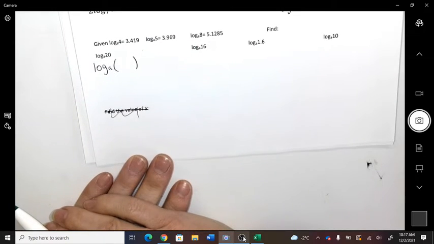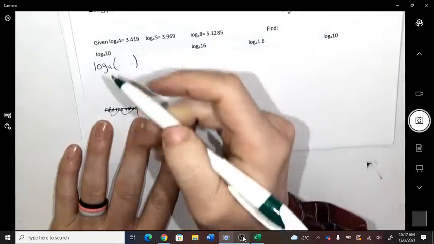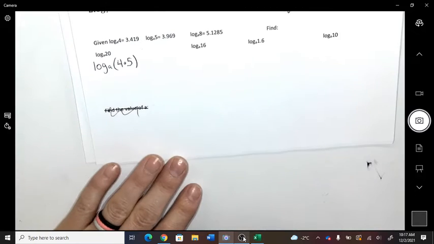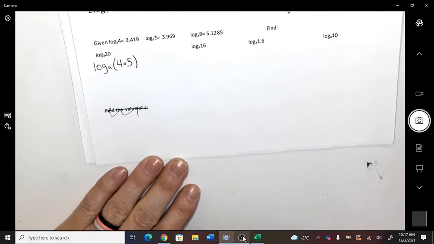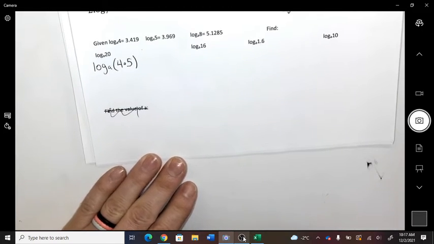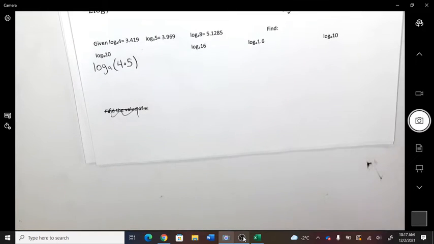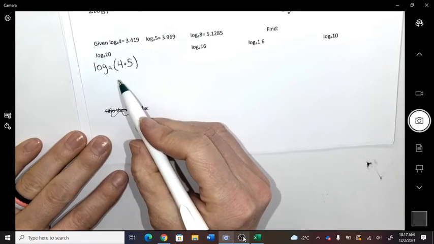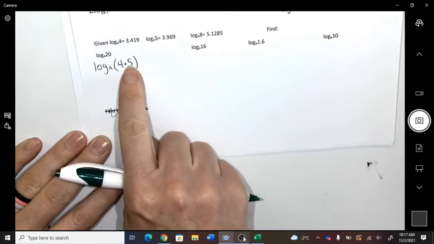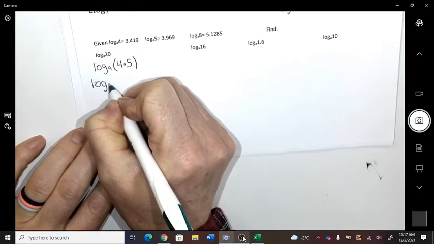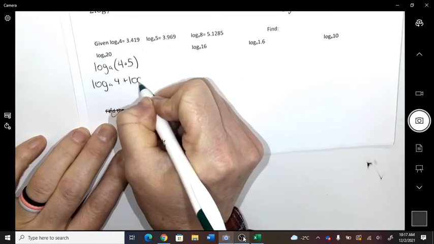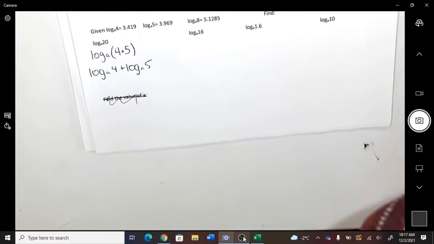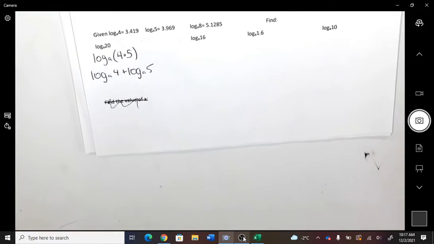Anybody think of a way you could get 20? 4 times 5 is the same as a 20, right? Okay, so what do I do if I want to separate that? What's the rule? If this is multiplied, then I could separate with addition, right? Multiplication splits addition.